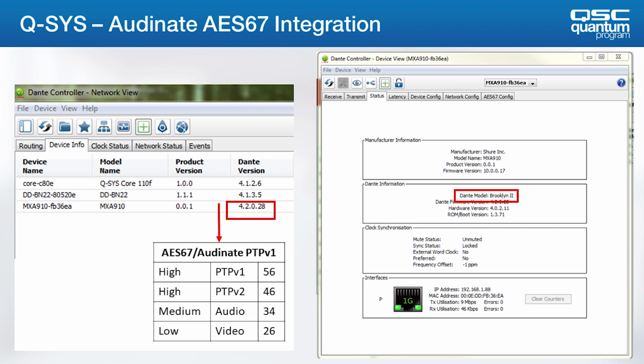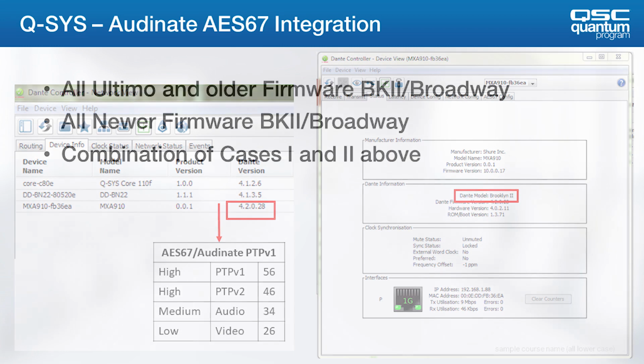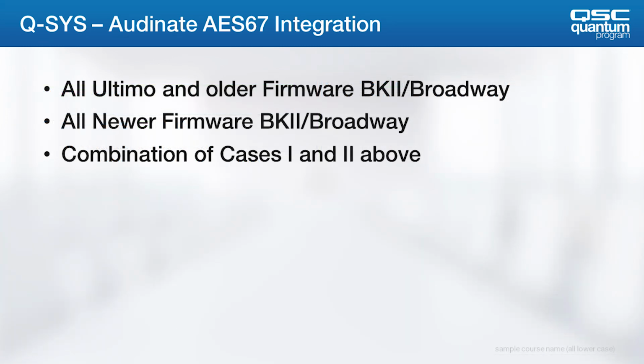Again, if this is Broadway or Brooklyn 2 and the firmware version was 4.2 or higher, then you know the DSCP values for AES67 mode will be as shown. As they said at the end of every G.I. Joe cartoon, knowing is half the battle.